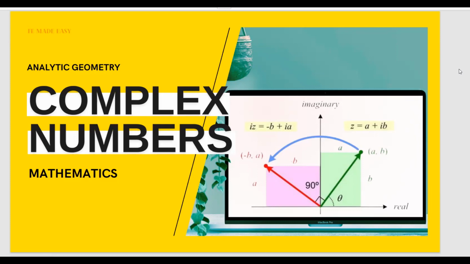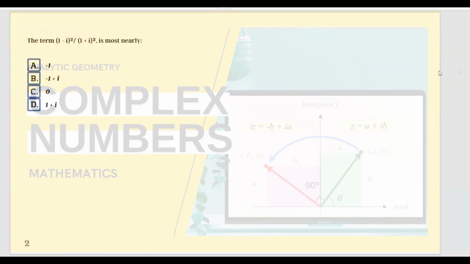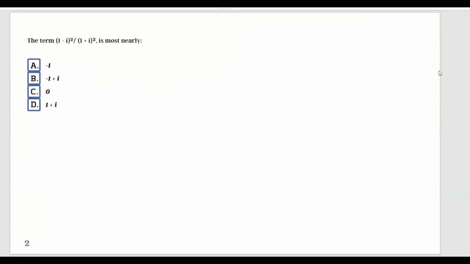Hi guys, welcome back. Today we're going to focus on complex numbers, and I have one example. It's pretty basic. Let's go ahead and do it. The term (1 minus i)² over (1 plus i)² is most nearly.